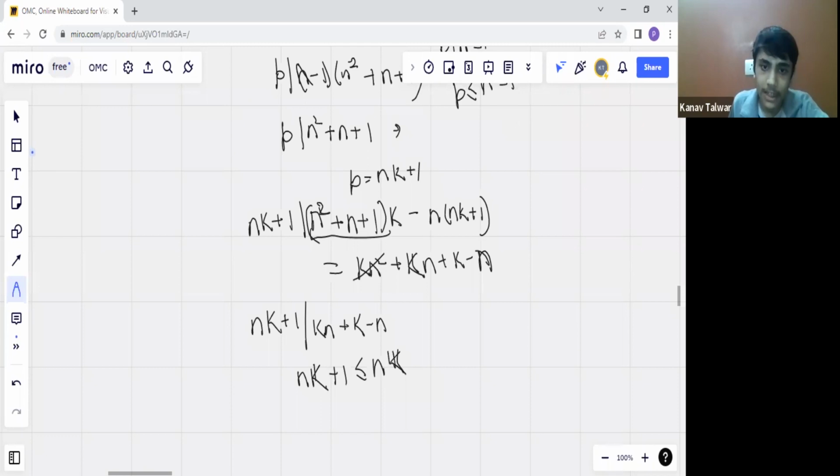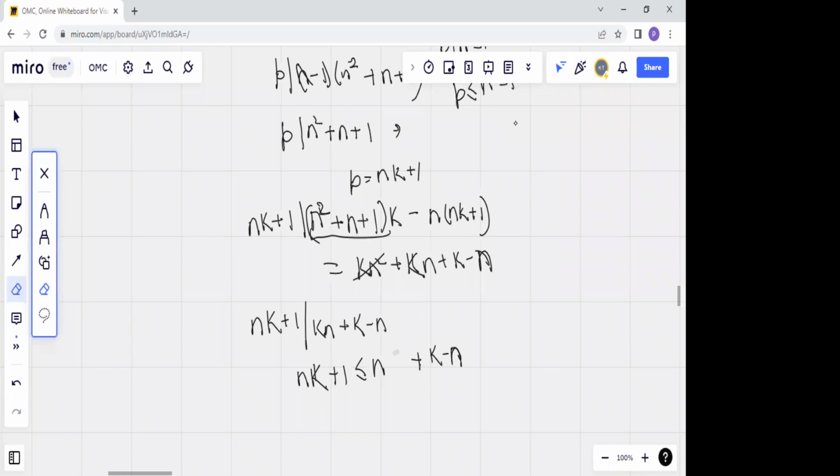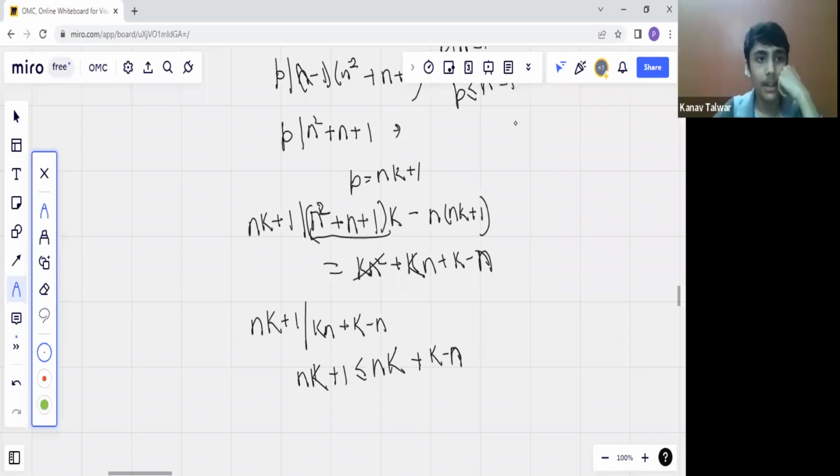Wait, what is happening? K minus n. So disgusting. One second, I'm sorry. I think this probably happens when Miro doesn't load correctly. So like probably try refreshing Miro. Okay, I'll try doing that. One second, I'm sorry, people. Just one minute.